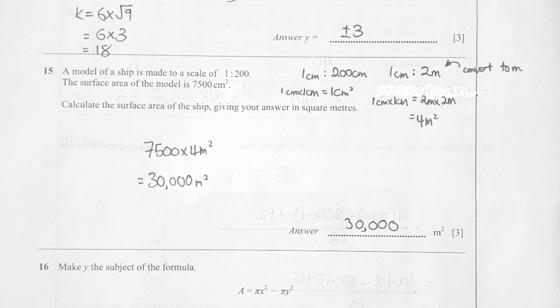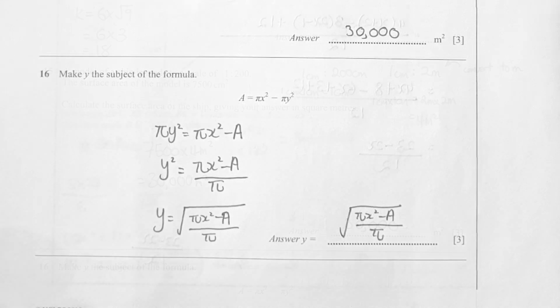Question 16, pretty straightforward. All the working details have been attached. You can just refer to how I did the shifting and find your final answer as square root of (pi x squared minus a) over pi.